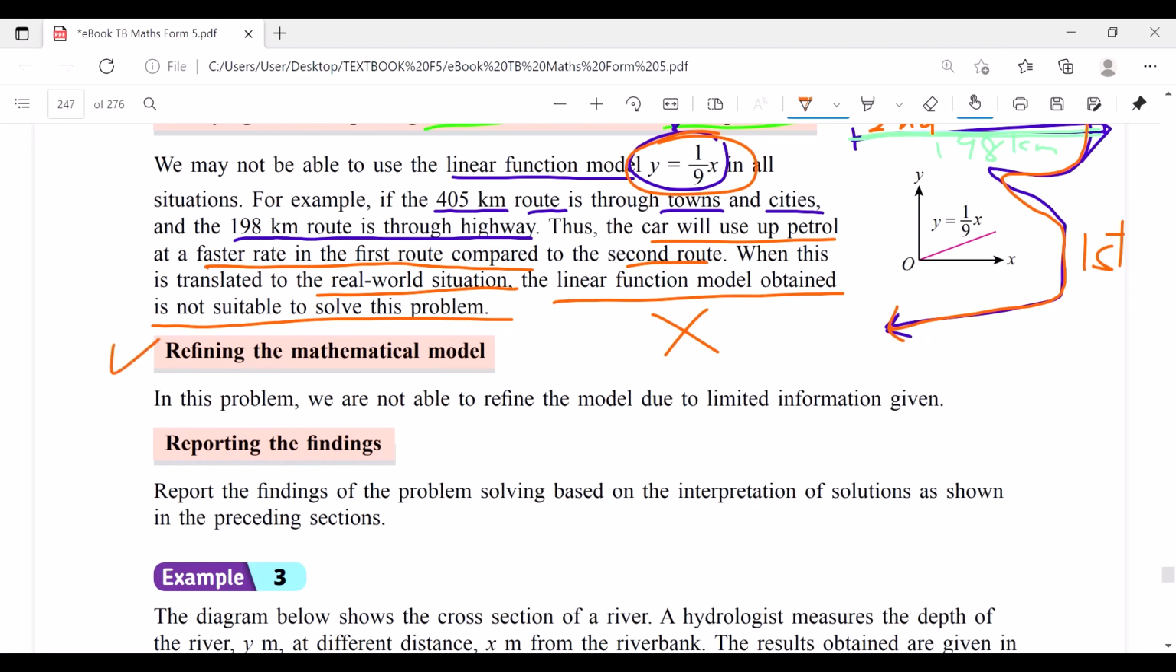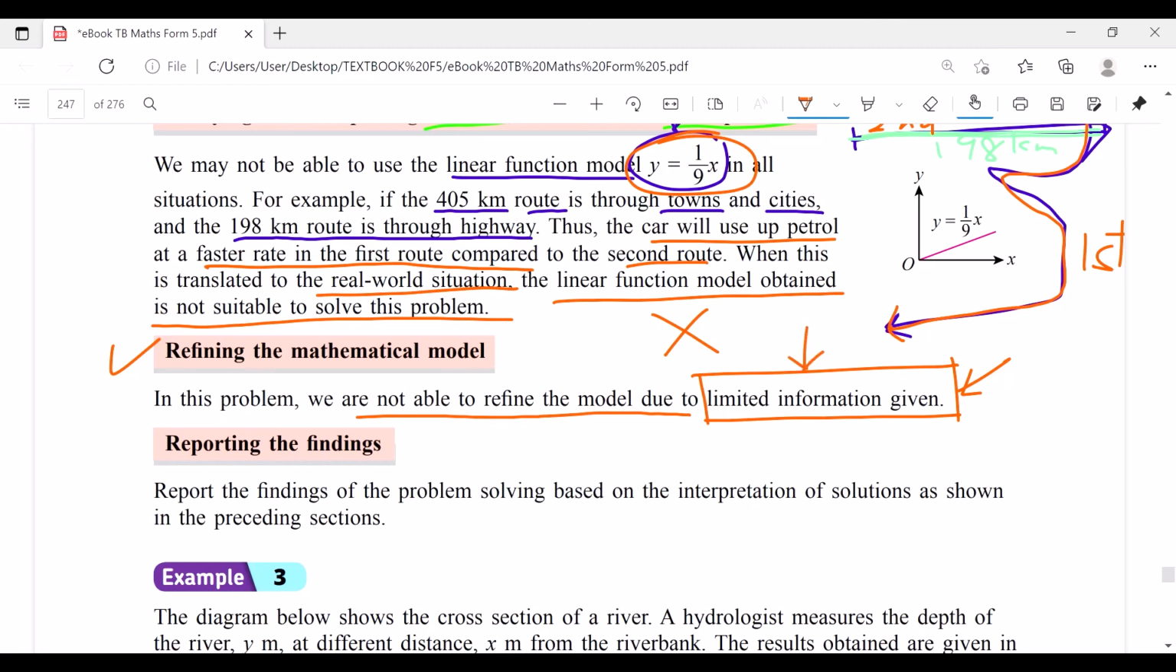So we go to the fifth component, refining the mathematical model. In this problem, we are not able to refine the model due to limited information given. You can use this term next time if you find the same situation as this example, where it is not practical in the real world. You can use this term.